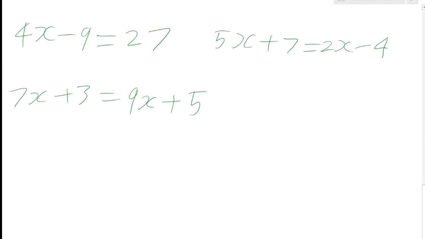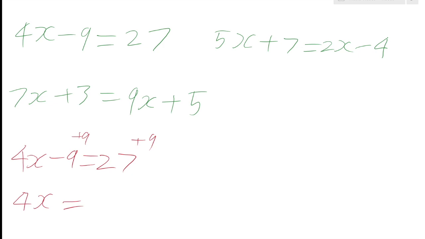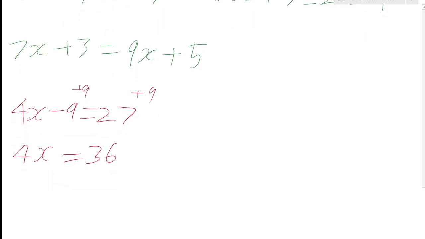So 4x minus 9 equals 27. So we add 9 to both sides, we get 4x. For my own benefit, I'm going to stop writing that out. 27 plus 9 is 36. And then we divide both sides by 4 to get x equals 36 over 4, or 9.